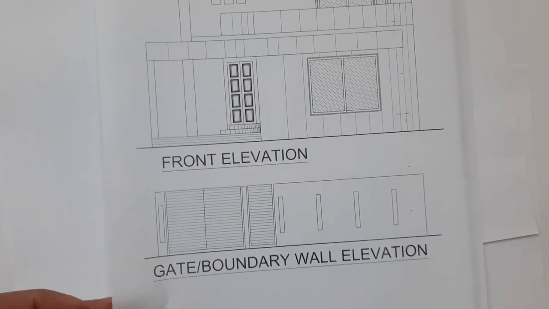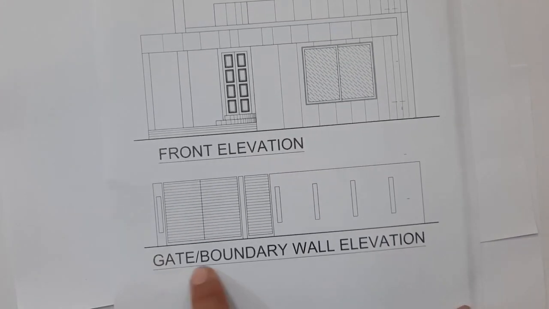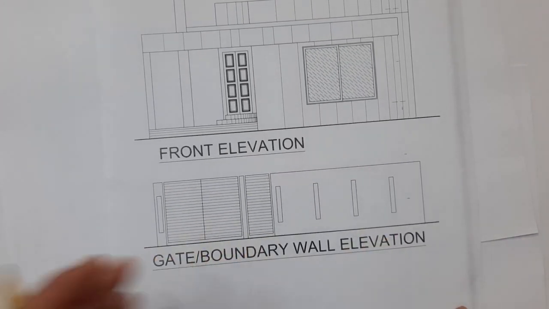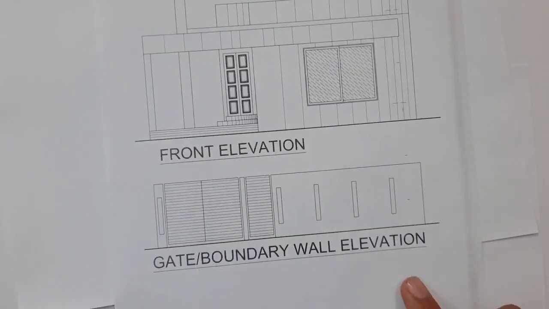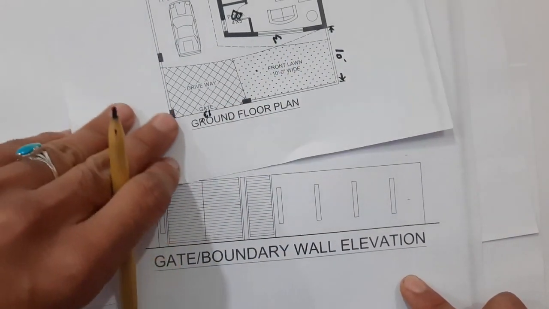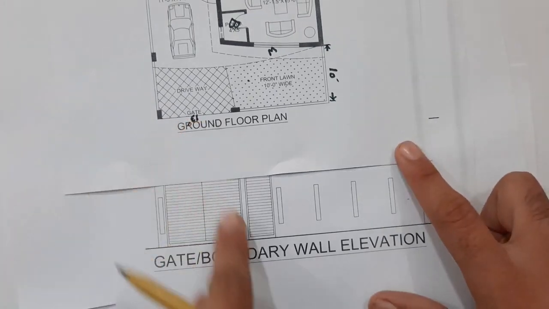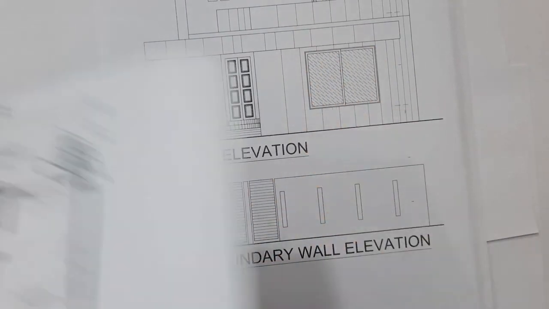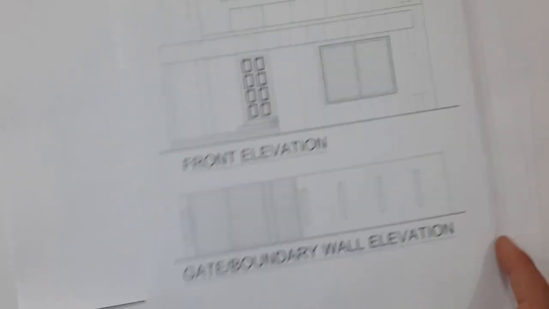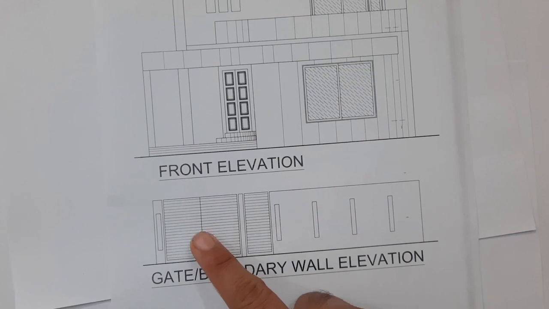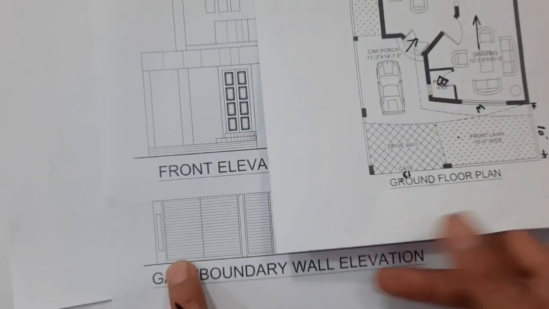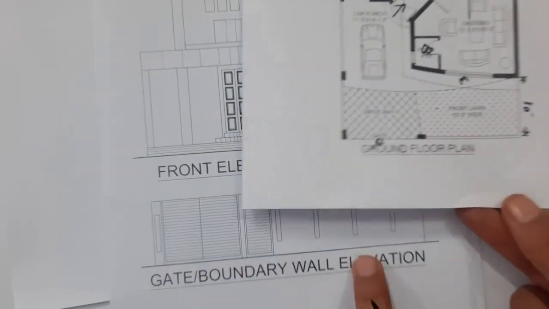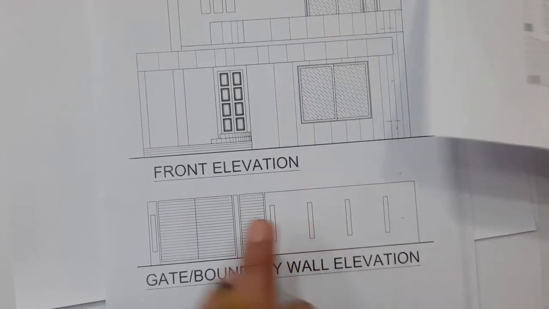Now, guys, you can see this is the gate boundary wall elevation. This is the main gate, which I have discussed from the ground floor plan. You can see, guys, this is a driveway. This is because I did this in portrait, and this is landscape. So if I did this in landscape, its scale will be better than this one. Okay, so here, guys, you can see this is the main gate entrance, and here this is the front wall design. You can see it in the elevation.